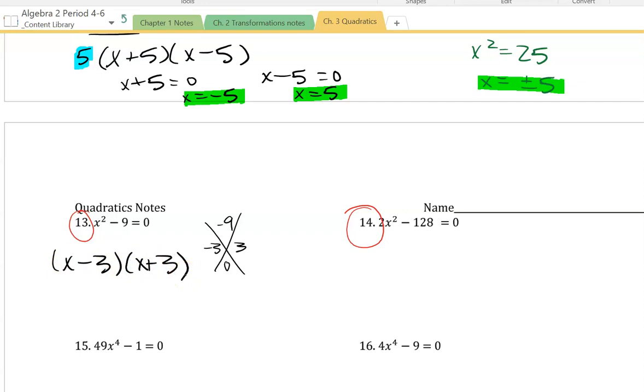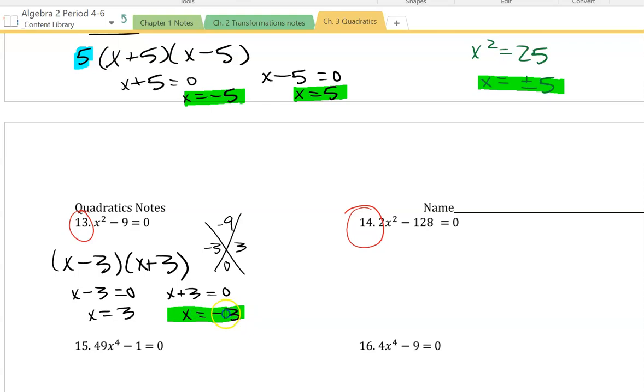Without doing all those steps, again, that's a quick and easy way to do it. You would just take each of these factors and set them equal to 0 and solve to figure out where it crosses the x-axis. So x minus 3 equals 0, x plus 3 equals 0. Add 3 to both sides, you get x equals 3. Subtract 3 from both sides, you get x equals -3.